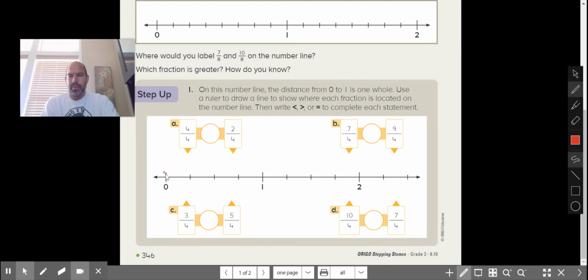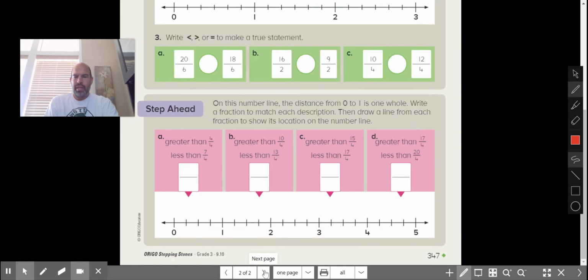So I'm going to go here and go one jump that goes from here all the way to here. That's 4/4. That's 1, 2, 3, 4. And then one jump that goes from here to there, and that's 2/4. So if I write in my symbol, what is it going to say? 4/4 is, and what is it going to be? Is greater than 2/4. All right, let's take a look at page 2, just to peek into that real quick.